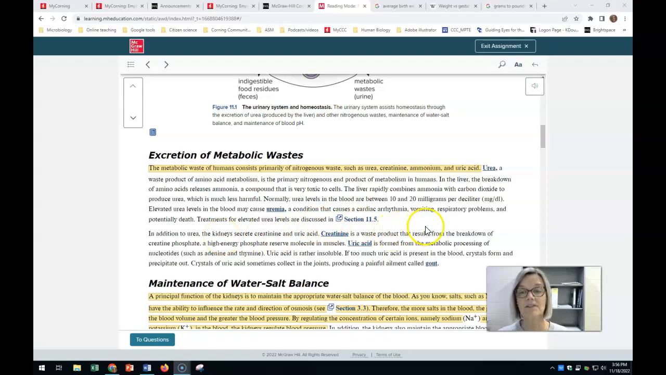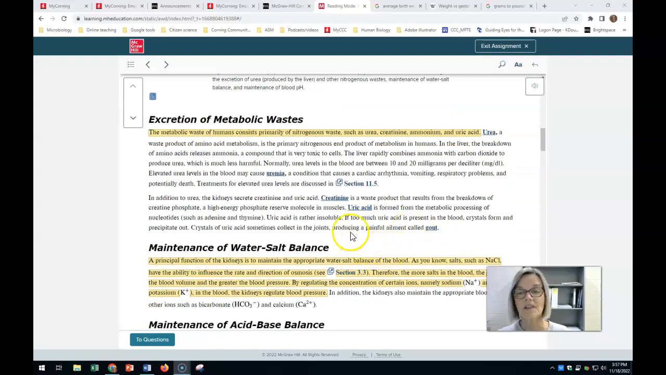So when people have kidneys that aren't working, these are the kind of things that kill you, that you accumulate these metabolic wastes that contribute to death. There's another nitrogenous waste called creatinine, and it's a waste product from the breakdown of creatine phosphate. And I like to mention that because sometimes you hear about people taking creatine phosphate as an energy supplement.